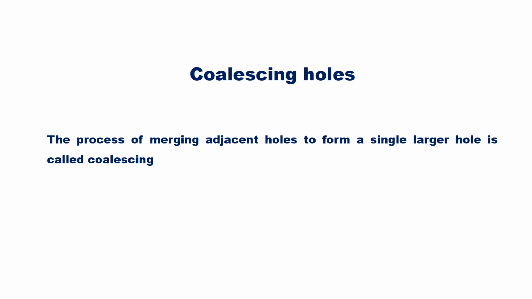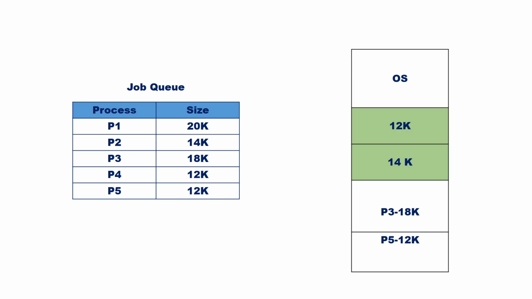Coalescing holes is the process of merging adjacent holes to form a single large hole. For example, here 12K and 4K can be coalesced to form a single hole of 26K.